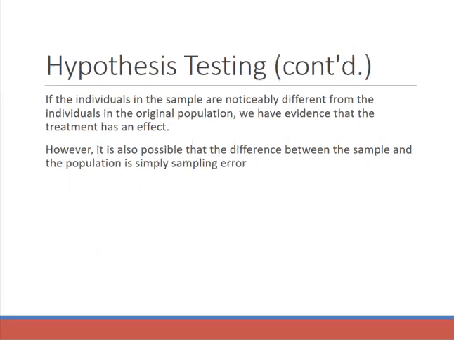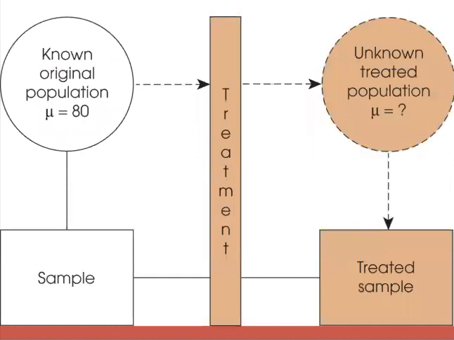Likewise, by random chance, we could get people whose symptoms are much lower than the population, and it could have nothing to do with the treatment. It could just be the sample that we got. So this is the idea that we have to keep in the back of our minds. This is another demonstration of that same experiment where we have a known population with a mean of 80. We can't treat them all, so we're going to take a sample of them and administer a treatment. And we hope that the mean of the treated sample can tell us information about the mean of the treated population.